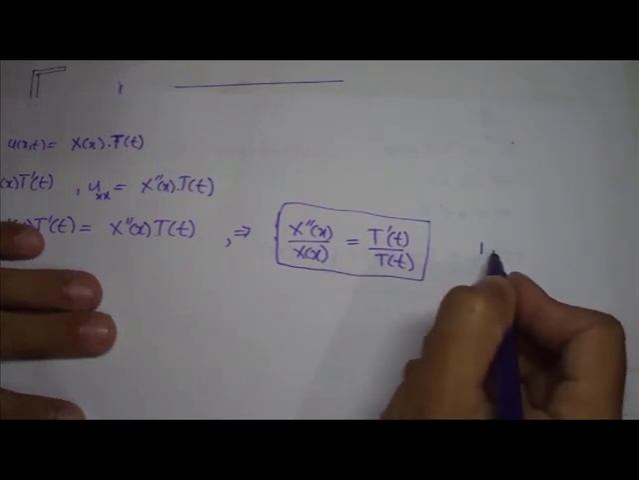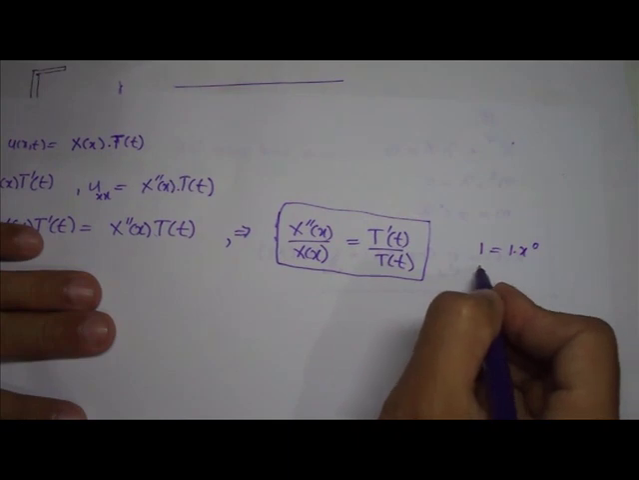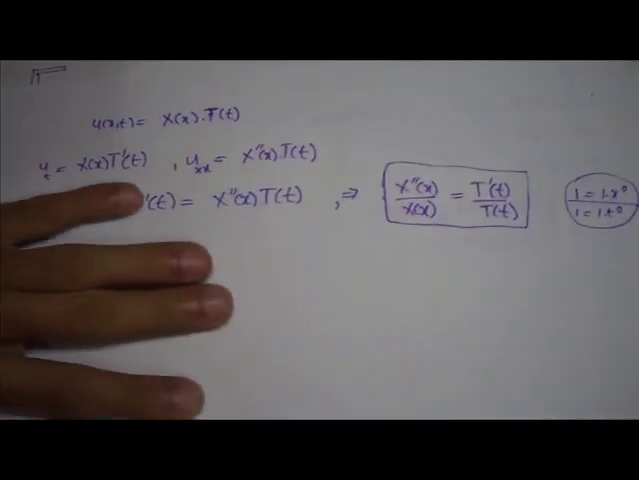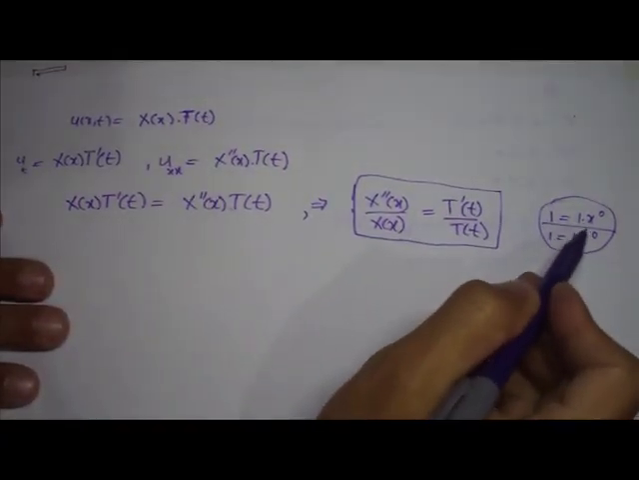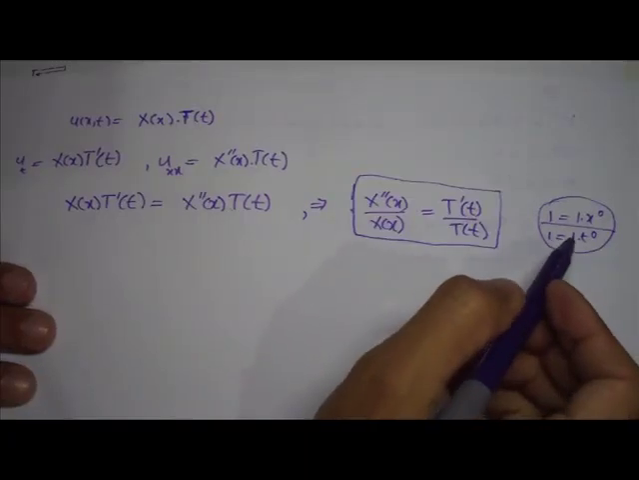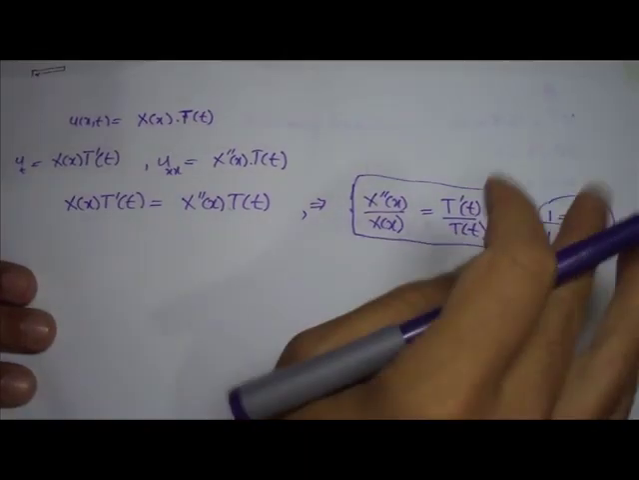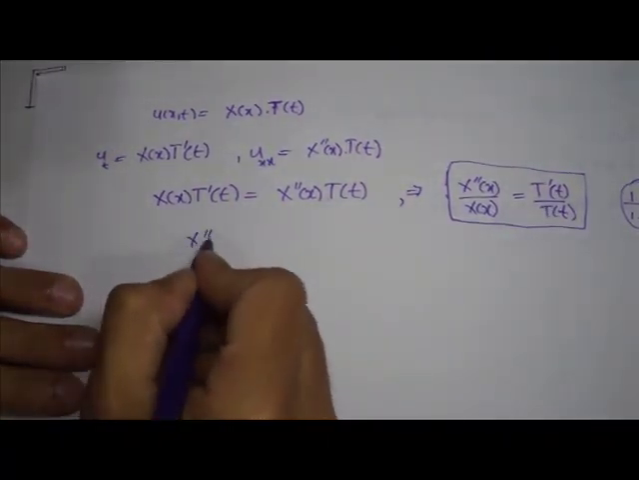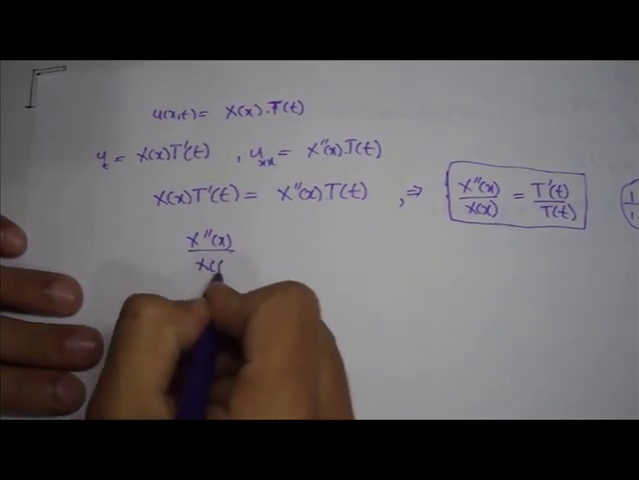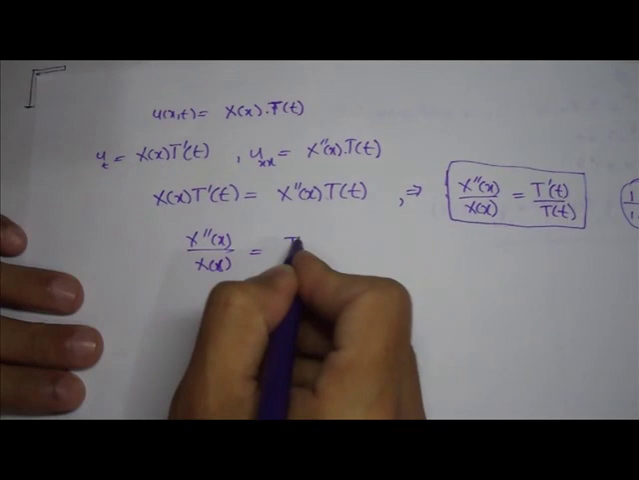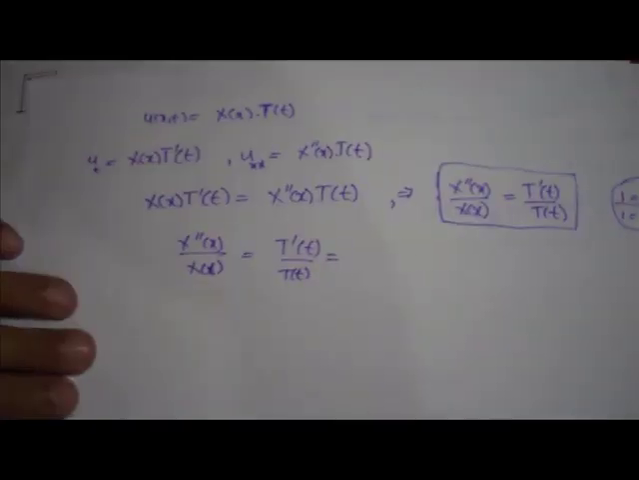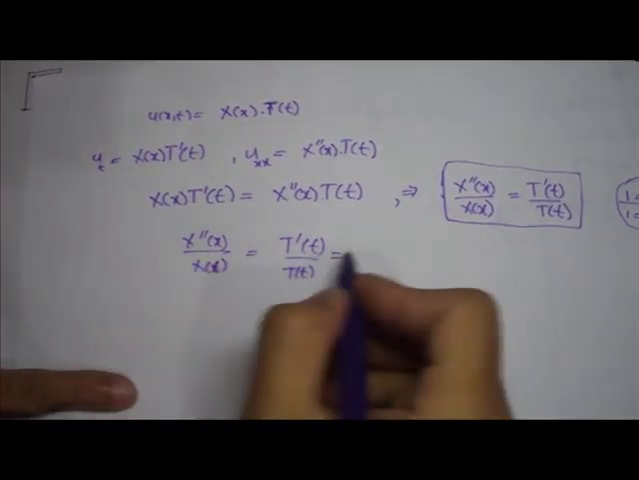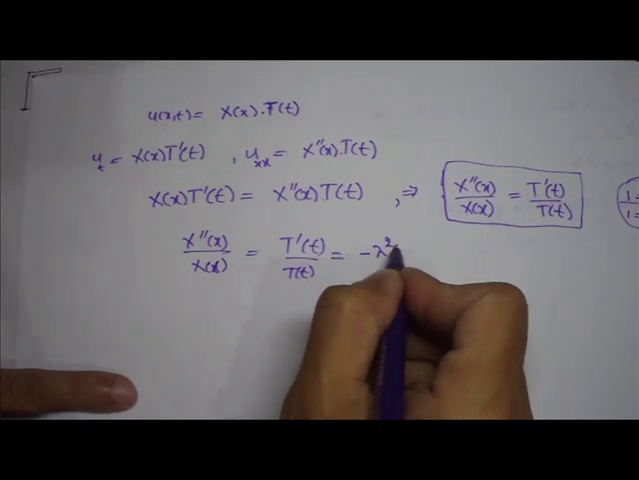1 is a function of x, 1 multiplied by x power 0. 1 is also a function of t. Now both of these things are the same. So a function of x and a function of t are the same only when both of these are constant. So we will assume that these quantities are constants: X double dash of x divided by X of x is equal to T dash of t divided by T of t, and we assume that these are constant and equal to minus lambda square.